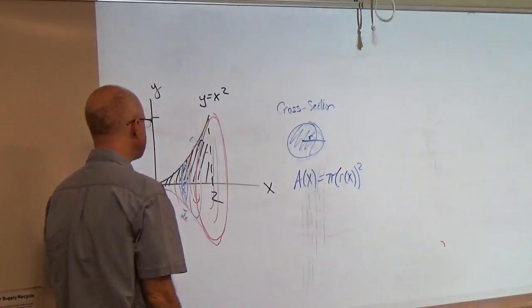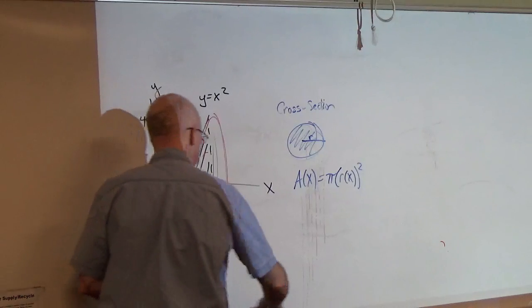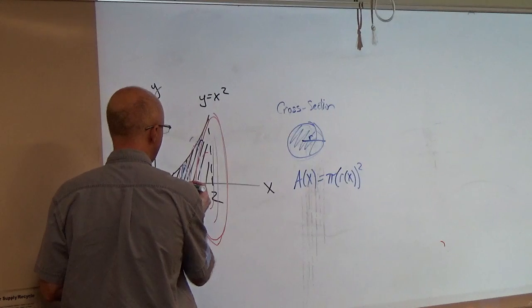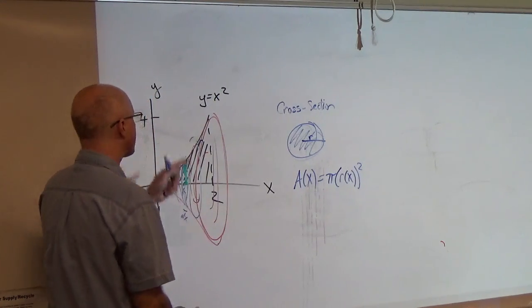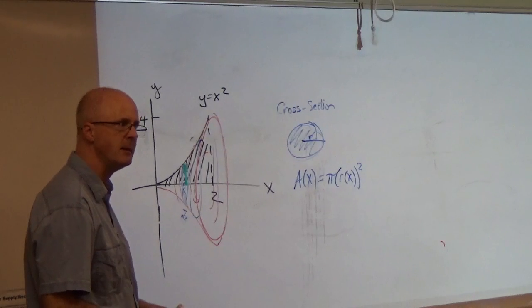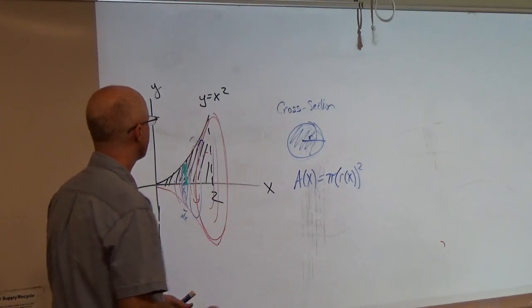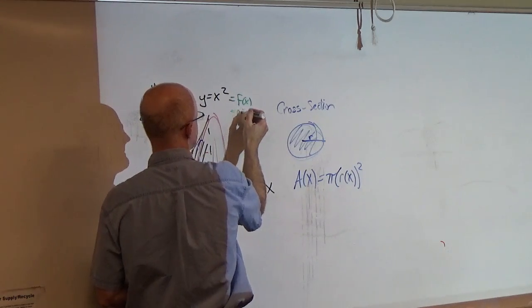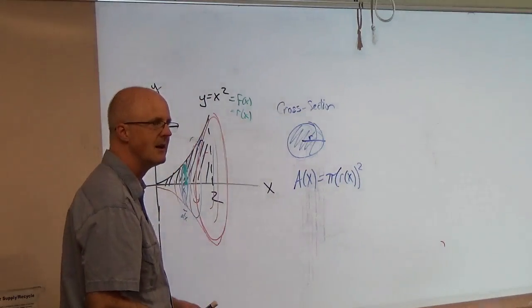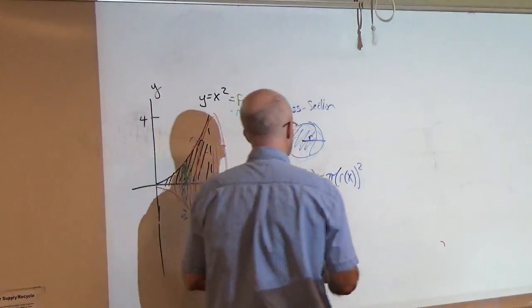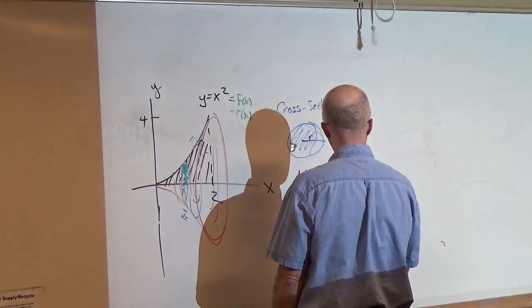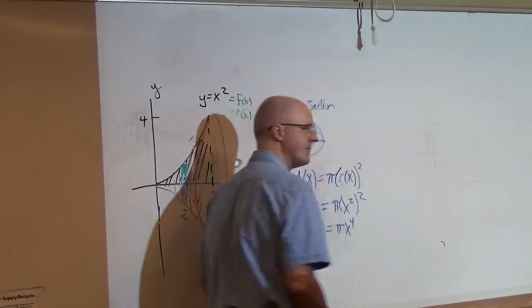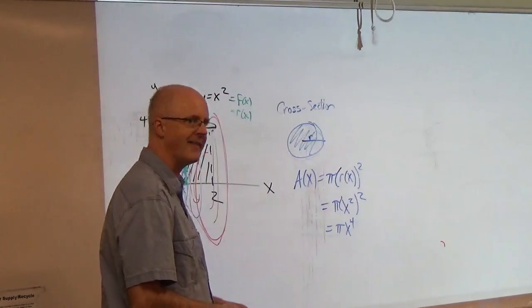What is the radius? Look back at this picture. For any given x, the radius is the distance between the x-axis, the axis that you're revolving around, and that graph, y equals x squared. That'll be the radius. The original function, f of x, is really the radius. That's the same as r of x. So for this example, this becomes pi times x squared squared, pi times x to the 4th. And that'll be the function you integrate.